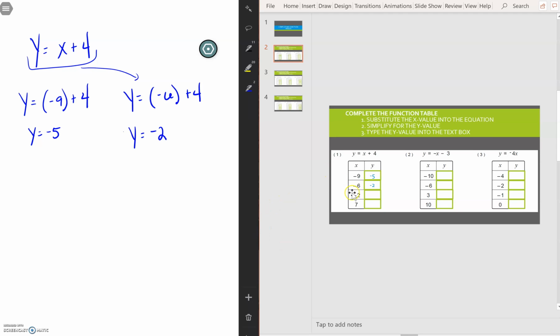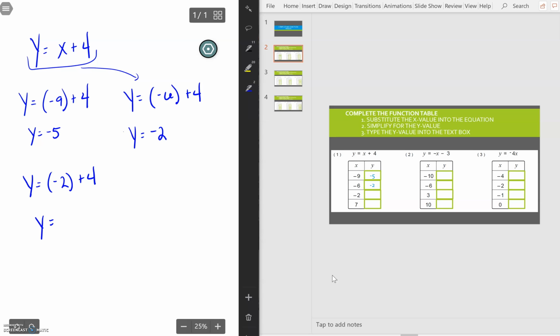Our third value that we are going to focus on is an x value of -2. So let's find out what y will equal when x equals -2. So again, the equation does not change. We are just simply replacing the x with a -2. Well, -2 plus 4 would be a +2.